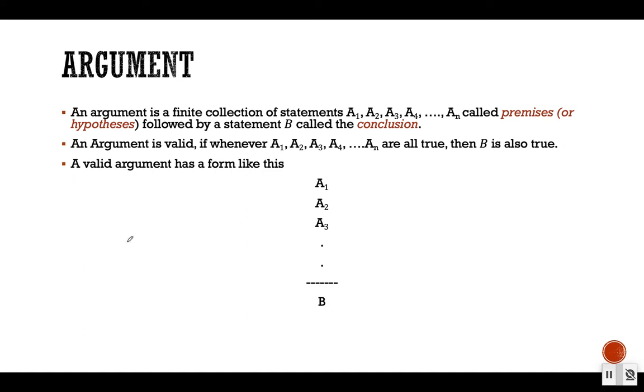A valid argument has a form like this. These statements are the hypotheses or premises, and given that these hypotheses are all true, we ask whether the conclusion is true. A valid argument will have this form: if all the hypotheses are true, then b is also true.